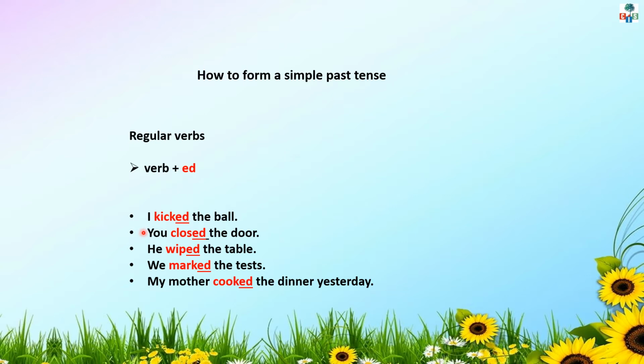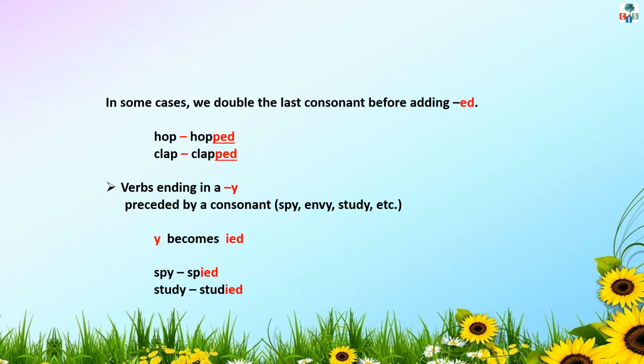For example, I kicked the ball. You closed the door. He wiped the table. We marked the tests. My mother cooked the dinner yesterday. Children, there are various ways of forming the past tense of a verb. In some cases, we double the last consonant before adding ed. For example, hop, hopped, clap, clapped. These verbs end with consonants preceded by vowels.